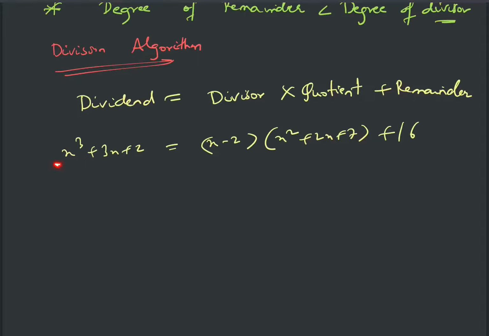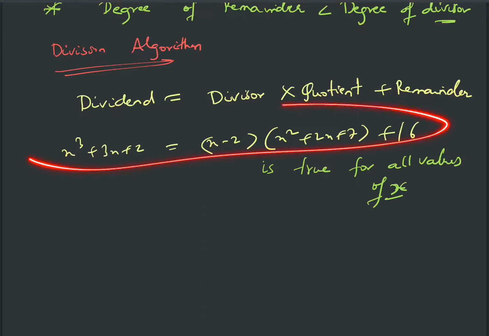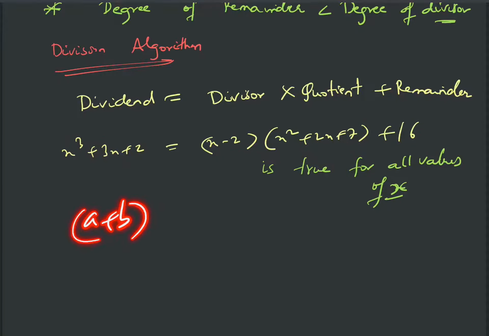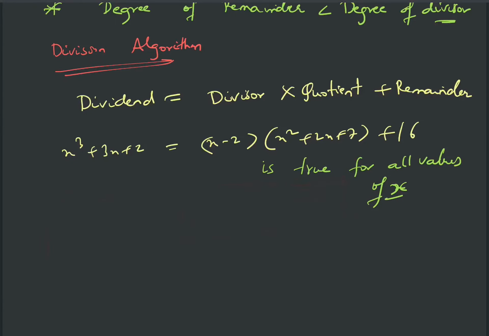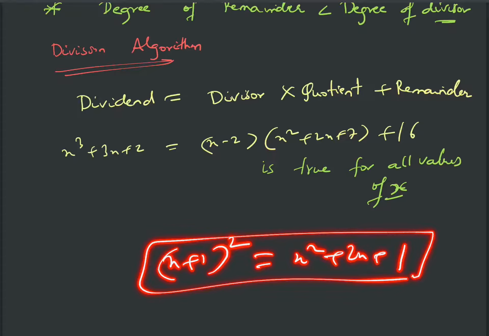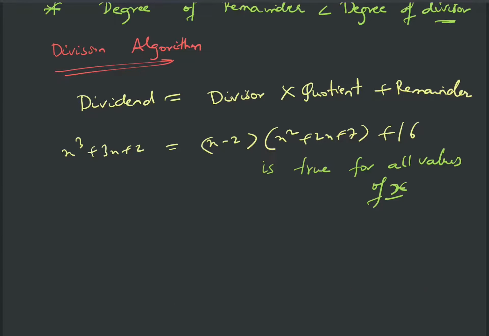So this is the division algorithm, that is, dividend is divisor into quotient plus remainder. And this is true for all values of x, since this is a polynomial identity. If I say that a plus b whole square is a square plus 2ab plus b square, then this is true for all values of a and b. If I write x plus 1 whole square is equal to x square plus 2x plus 1, this is true for all values of x. Similarly, this is also true for all values of x.